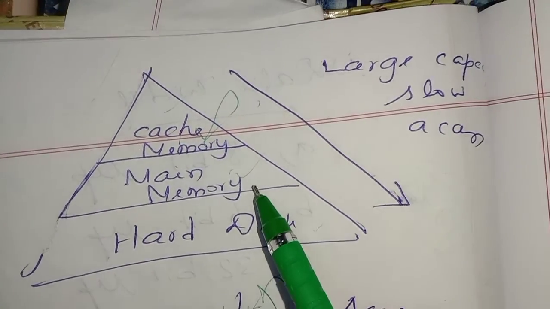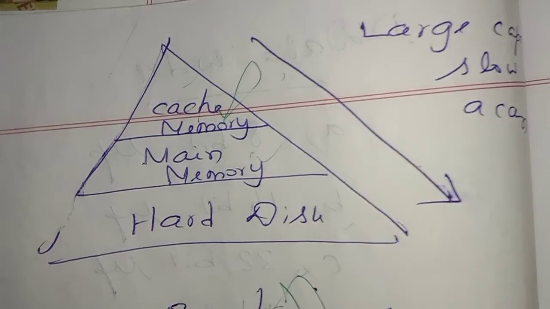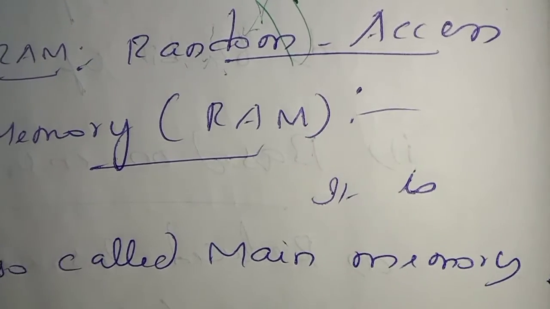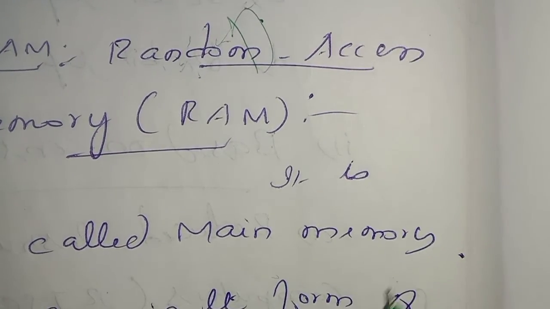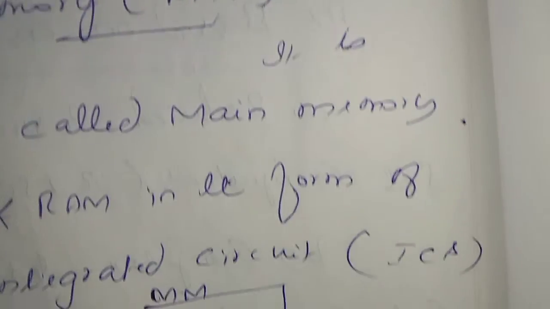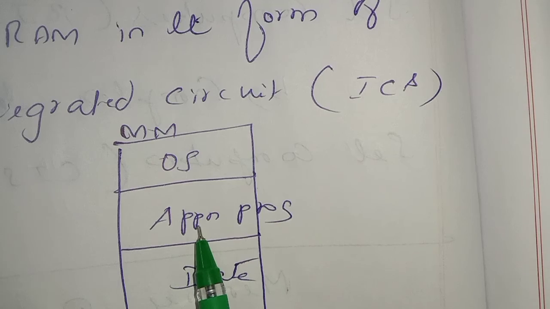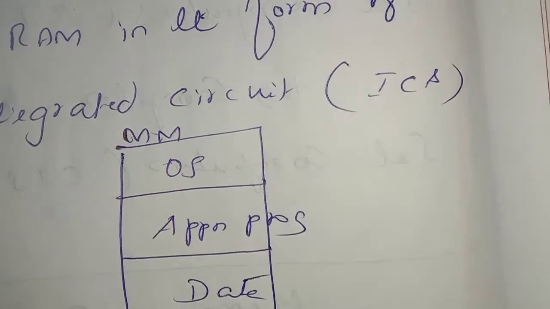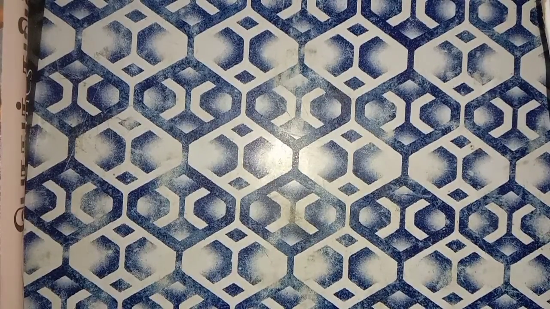Then main memory, I told you. Secondary memory, I told you. So what is RAM meant for? RAM means random access memory. It is also called main memory. This is the structure of the RAM: the operating system will be there, your program will be loaded, and data will be loaded. RAM is volatile. What is volatile? Once the power goes off, everything is wiped out.